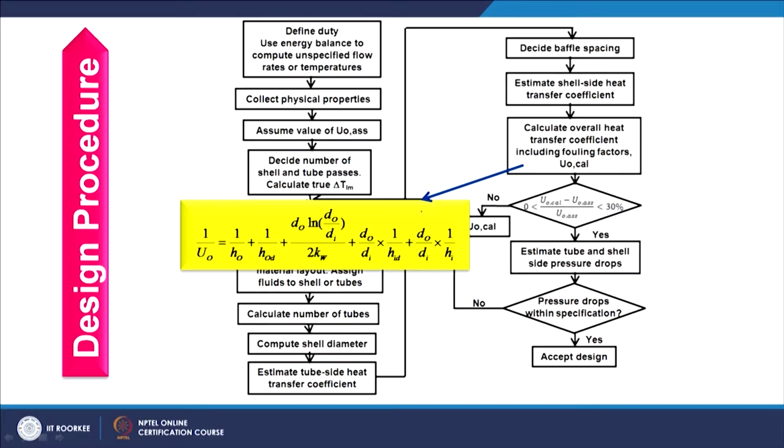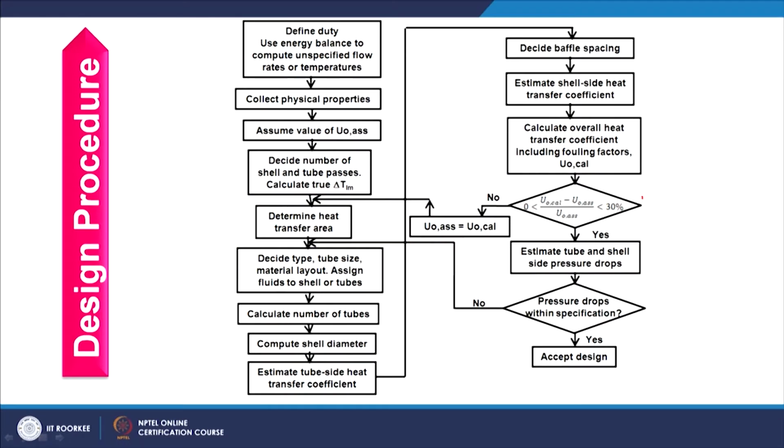So, considering the dirt factor, the inside and outside heat transfer coefficients, that is tube side and shell side, and the thermal conductivity of the tube material, we can consider this expression to find the overall heat transfer coefficient. All these parameters are known to me, so I can find the coefficient. After that, the next step is to compare the calculated overall heat transfer coefficient with the assumed value which we took over here.